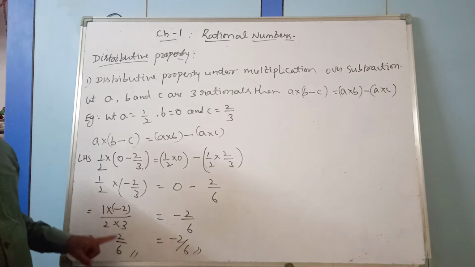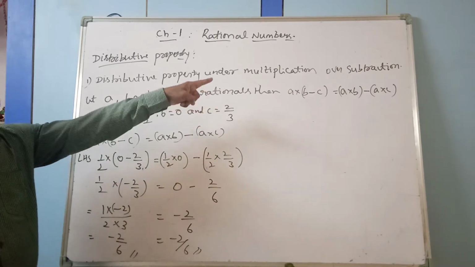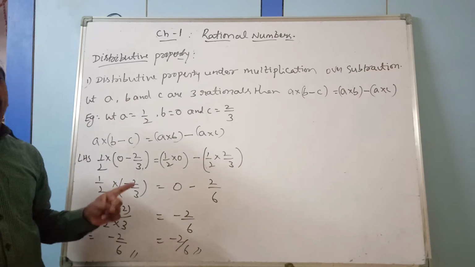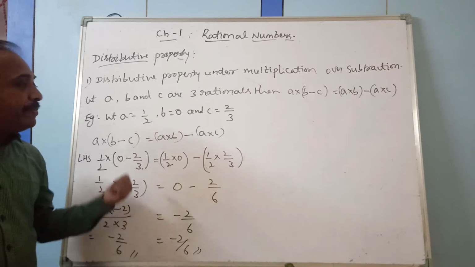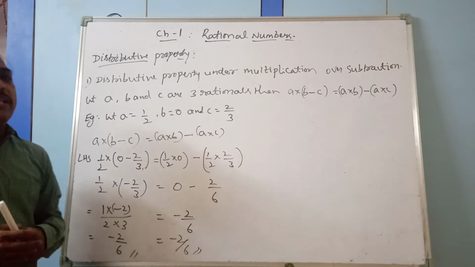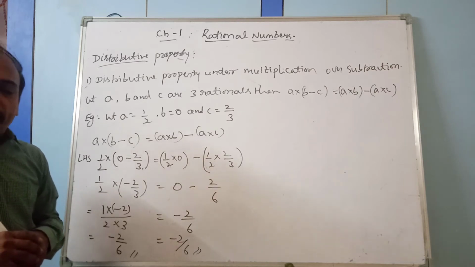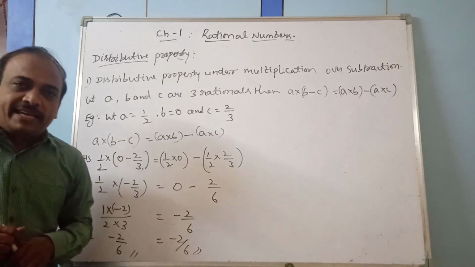This is about the distributive property. If it is minus, it is multiplication over subtraction. If it is plus, it is multiplication over addition of rational numbers. I hope it is clear. These are the main properties of rational numbers: closure, commutative, associative and distributive property.